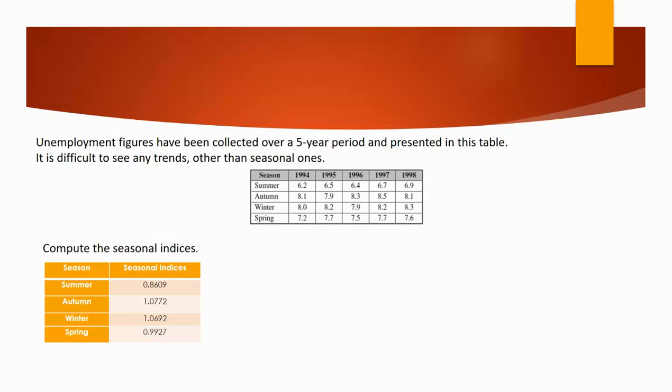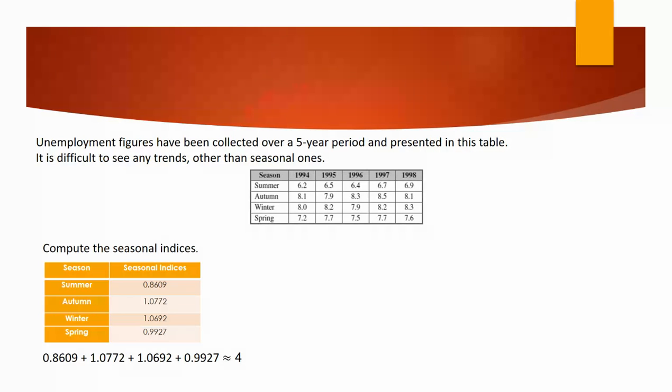0.8609, 1.0772, 1.0692, 0.9927 respectively. Since we have four seasons, the sum of all four seasonal index values will be 4. For example, here you add up all four seasonal index values, which will give approximately 4.